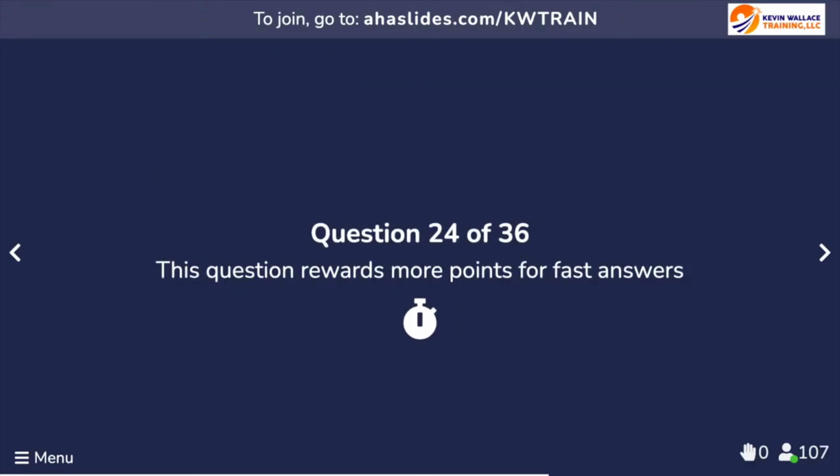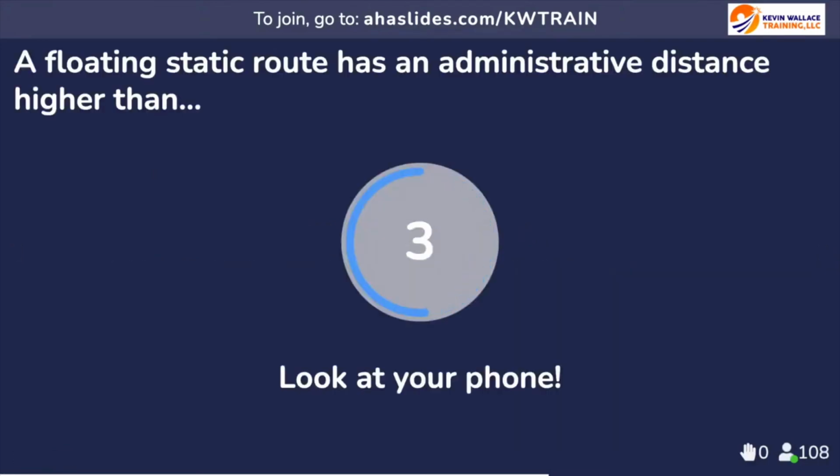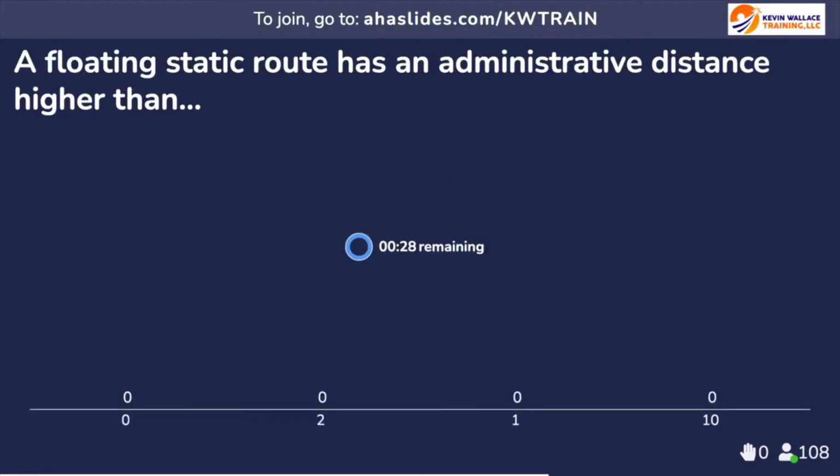Question number 24. A floating static route has an administrative distance higher than 0, 2, 1, or 10.